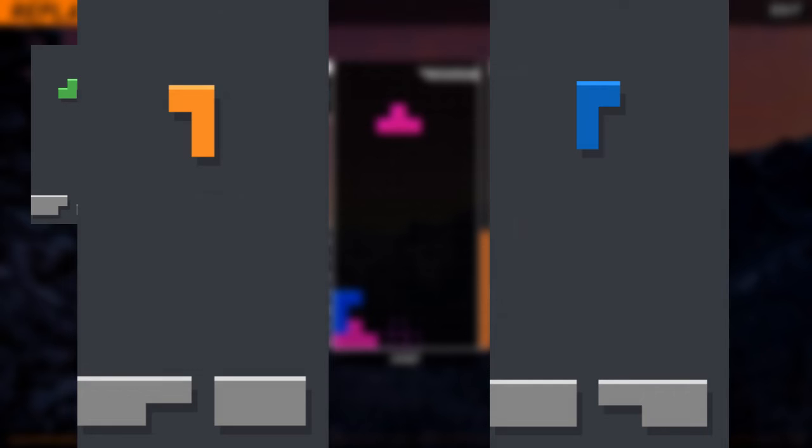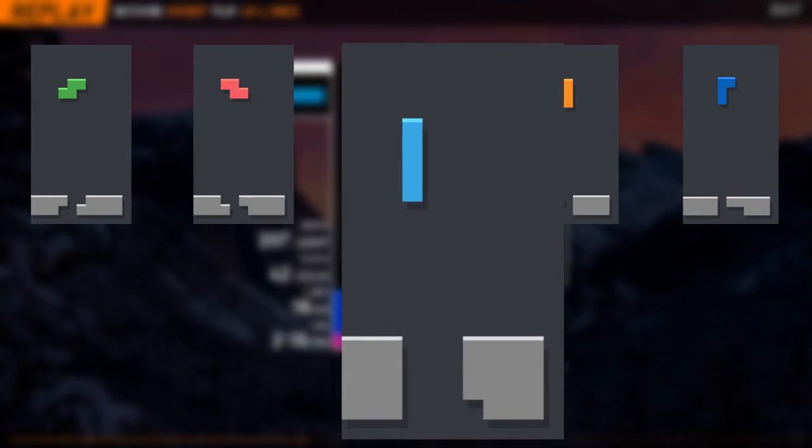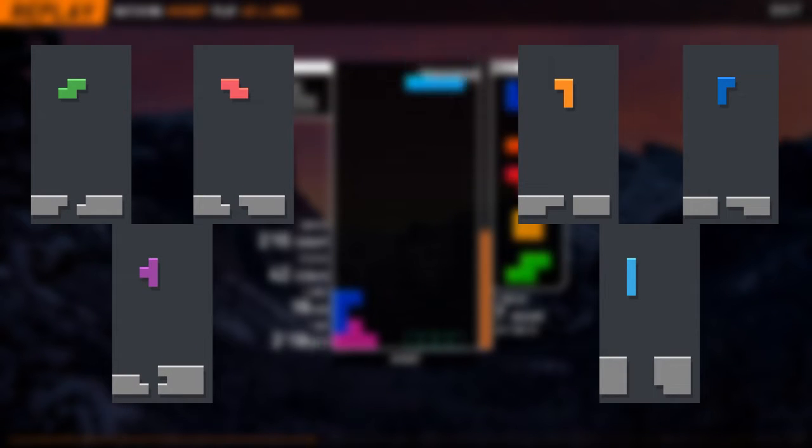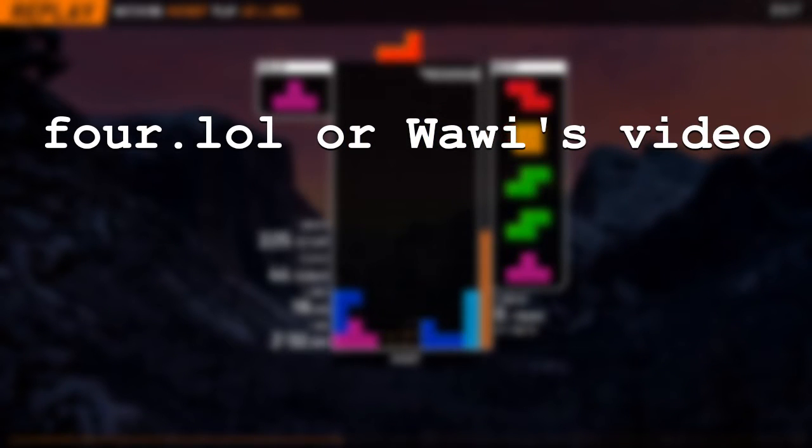Spins and kicks are really important in PCs. For example, the S and Z spins, the L and J spins, the I spins, and of course, T spins. There are more spins and kicks that are useful in PCing, but these spins should be enough for most of the solves to finish your 10 PC. You can learn these at 4.low or Wowie's videos.